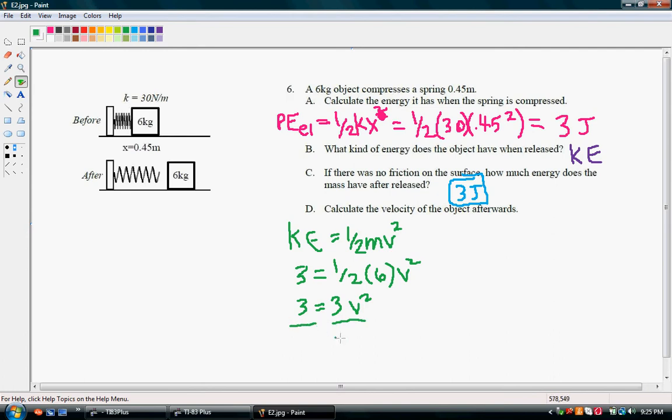We can divide both sides by 3, and they actually cancel out. We get 1 on the left-hand side equals v squared. And we have to take the square root of both of those in order to get velocity. So our velocity is actually 1 meter per second.